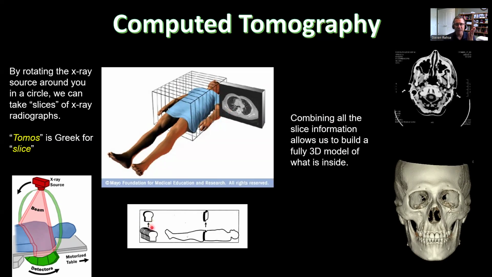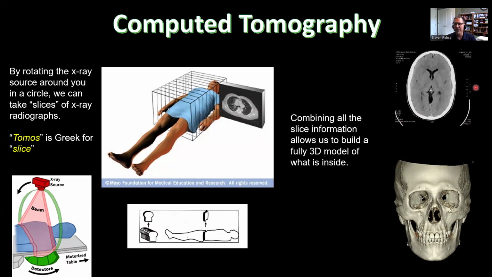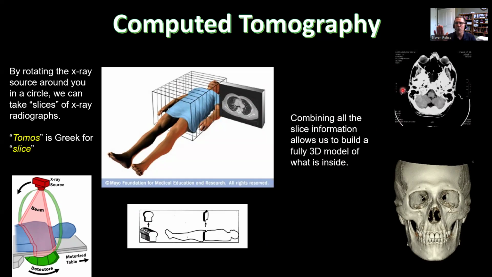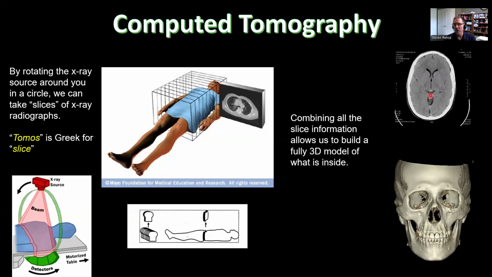So just like slices of bread, when piled all together, form a loaf of bread, slices of a CT image, when piled all together, allow a computer to construct a fully 3D model of what's inside of you. So here in this animation, you can see we're scrolling through all those different slices that have been taken through the brain and the skull.